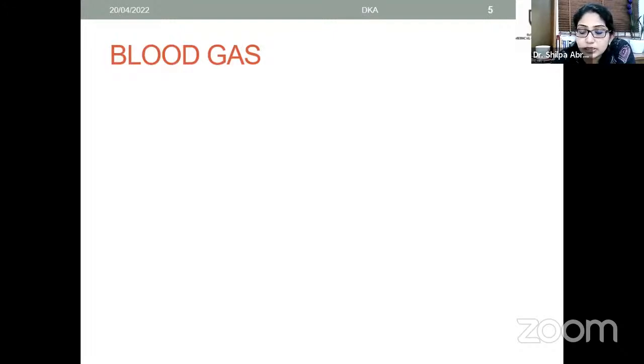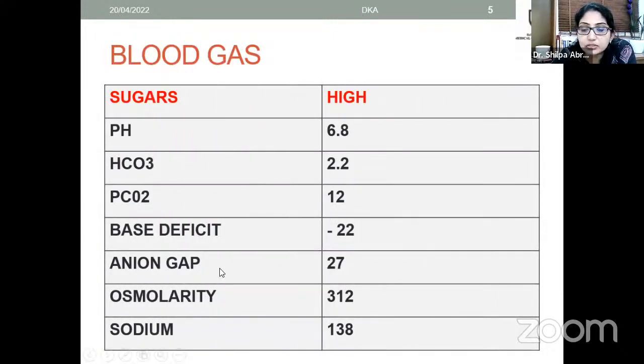So seeing this GRBS of 525, we went ahead and did a blood gas. So this was the blood gas. The pH was 6.8, bicarb was only 2, PCO2 of 12, base deficit of -22, osmolality of 312 and sodium of 138.